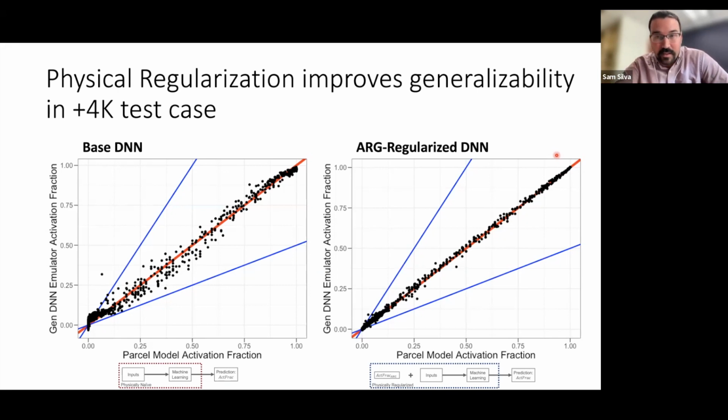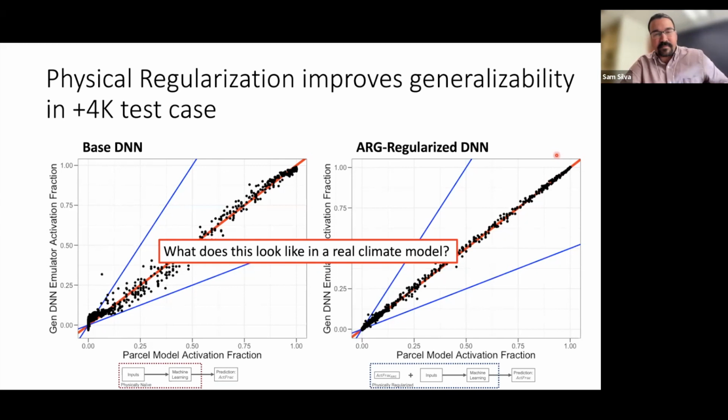Ideally, all of our methods would be interpolating in the online machine learning space, but it is unlikely that we can generate sufficiently large training data for all possible use cases of Earth system models such that they will never extrapolate. So it is still good to check this sort of thing. So a big question we've had is, what does this actually look like in a real climate model?